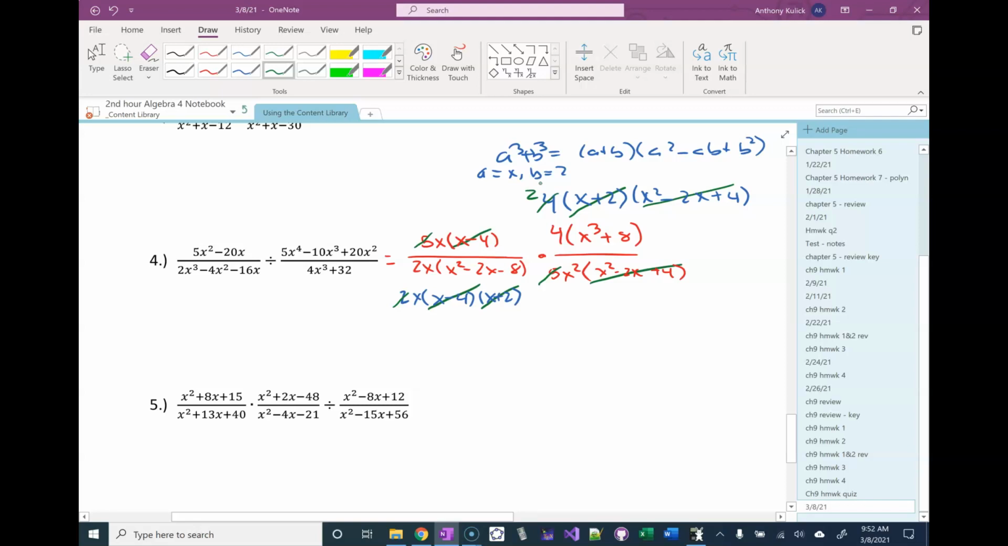Is that okay? Yeah. So again, the tricky part was noticing the cubes pattern going on there. If you missed that, you would have missed a bit of reducing there that could have happened.